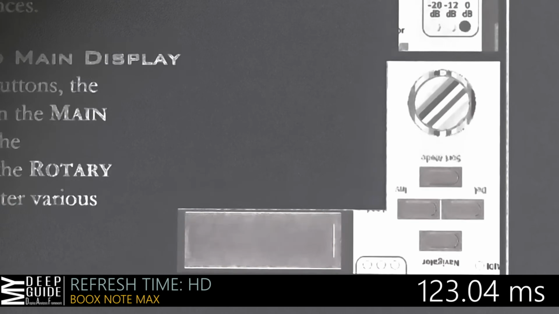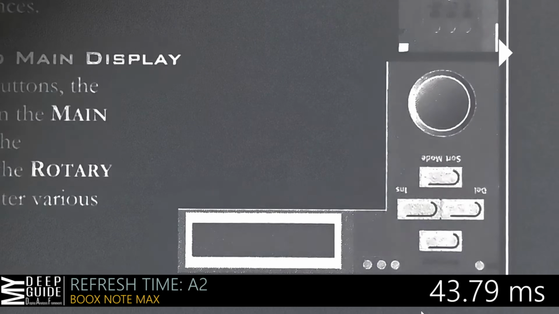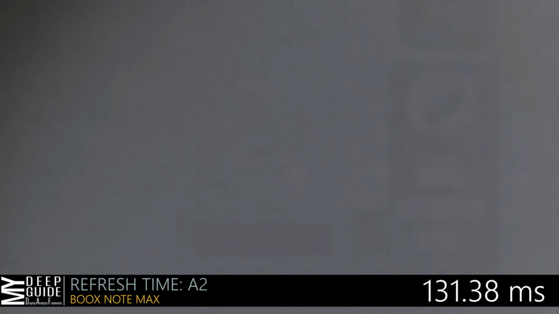On Note Max in HD mode, it looks like this, and it actually goes fairly quickly at 177.26 milliseconds. That's really, really fast for an HD mode, but as you can clearly see, there are ghosting issues, a very, very clear one. So yeah, you get a lot of speed, but we do get that ghosting issue that we know is present on Note Max. Switching over to A2 mode, we get 131.38 milliseconds and less ghosting on the Note Max.